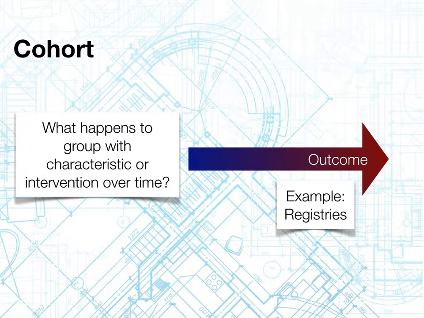This design is almost the reverse of a case control design. With cohorts, you're taking a group with a risk factor or exposure and following them to determine whether they develop the outcome of interest. These can be retrospective or prospective. An example of a single group cohort study would be a registry-based study.